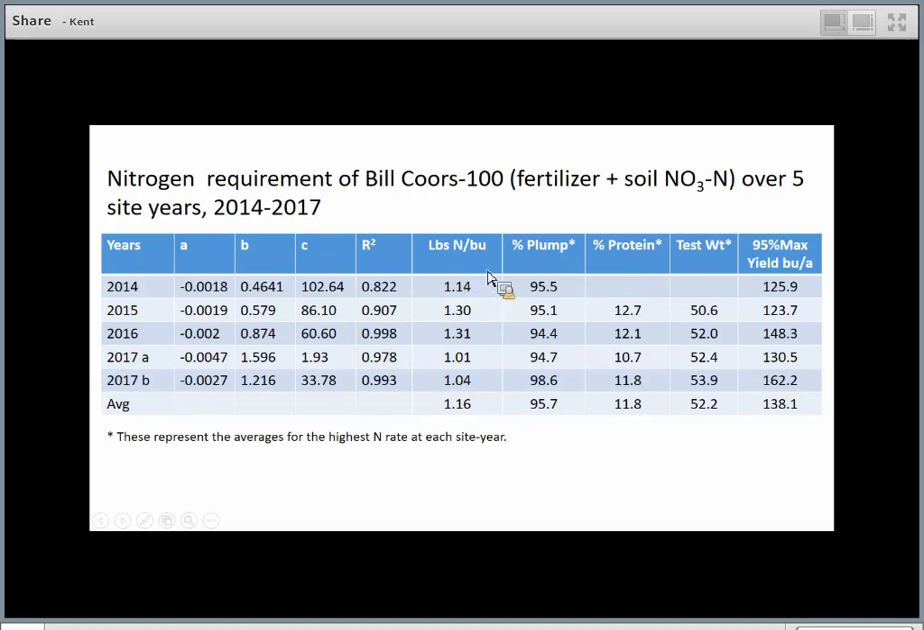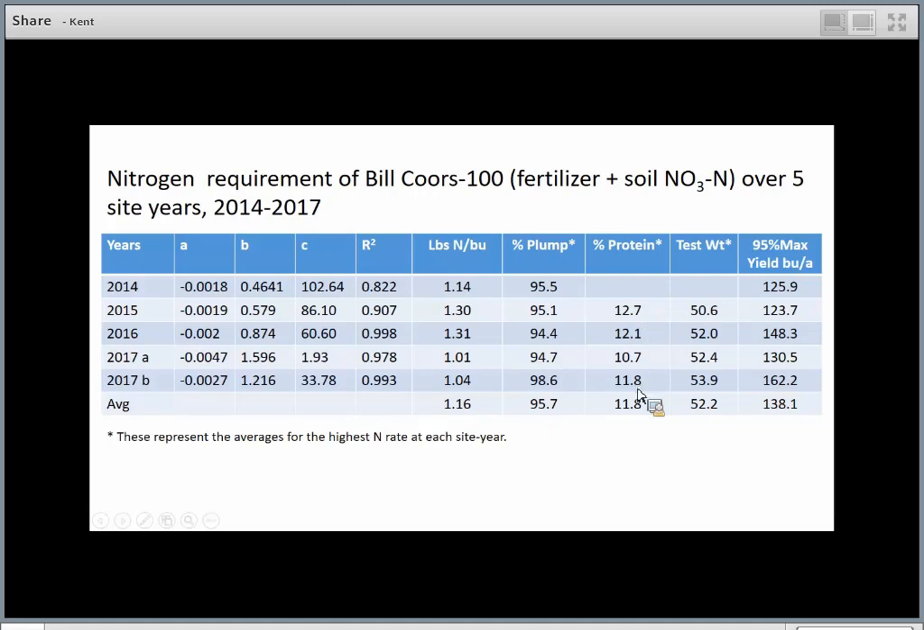If you go through all that math, you can figure out that the total pounds of nitrogen needed per bushel for that 95% yield is 1.14 in 2014, 1.3 in 2015. We did 2 years in a row where there was up in the 1.3s, and we thought this 2017 will have so we kind of stretched it up, thinking that maybe these new varieties were needing more nitrogen, and it actually came back in at 2 different locations, 1.01 and 1.04, and in the end, the average is about 1.16, which is about what MSU's been recommending for years for nitrogen recommendation for malt barley production.